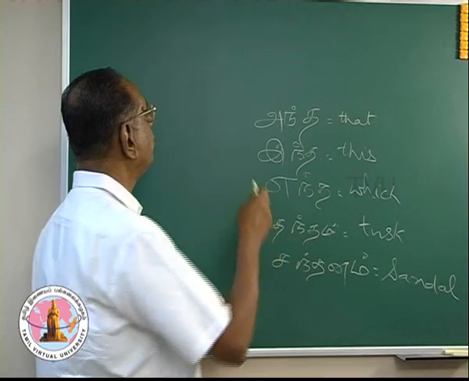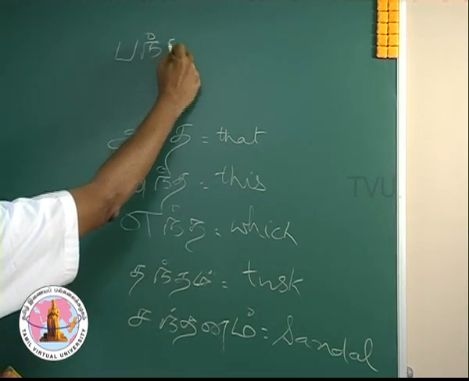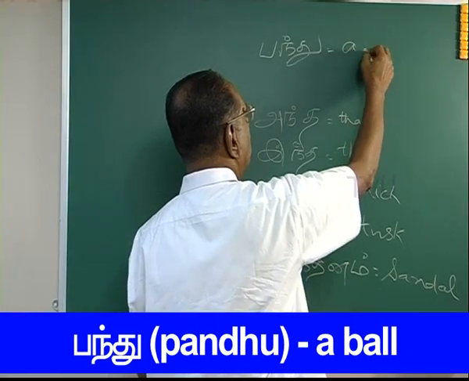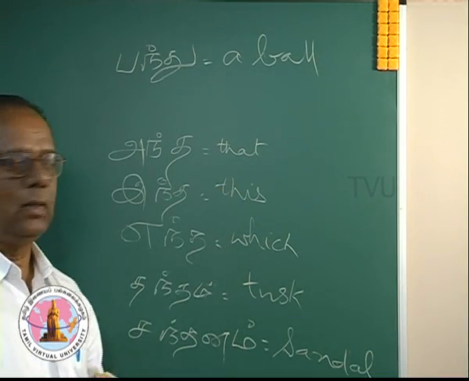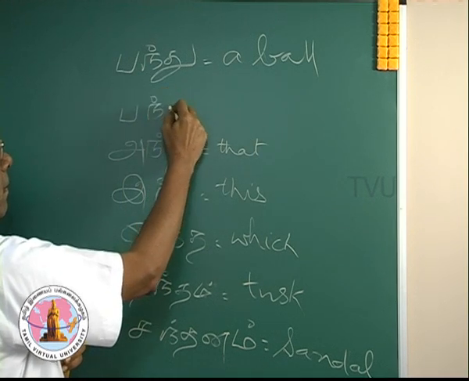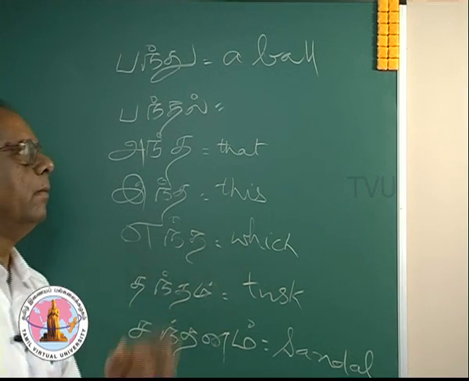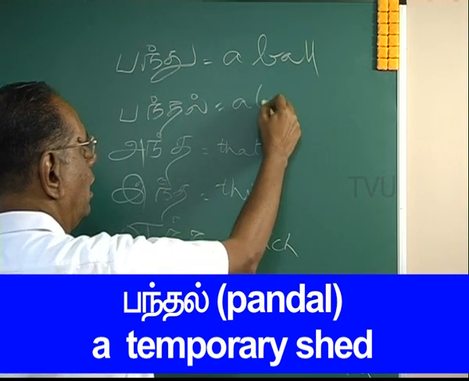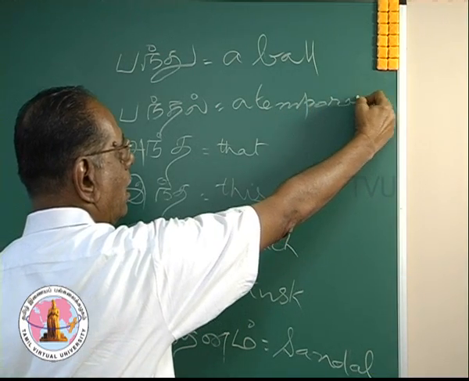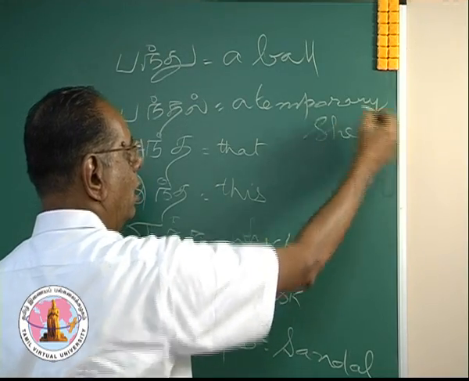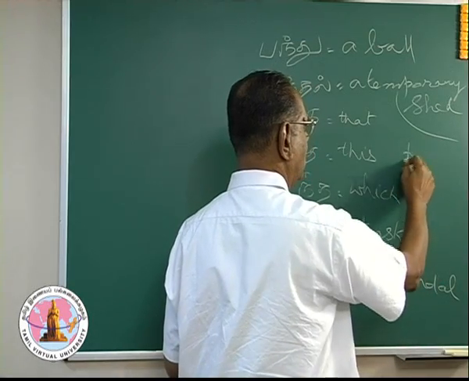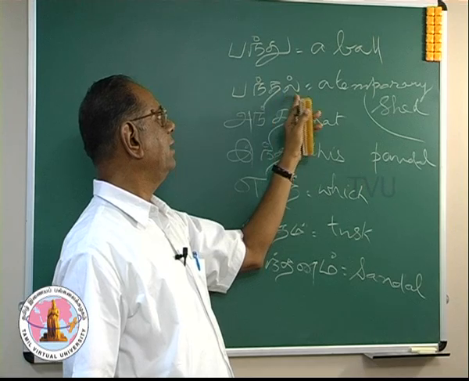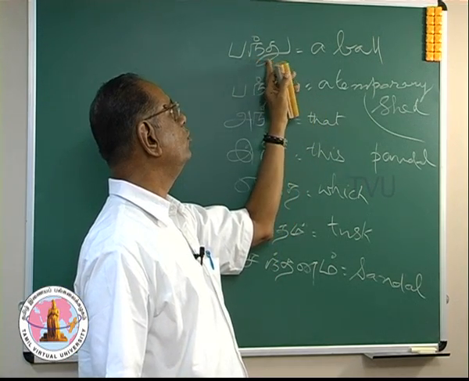Let us have a few more words. Pa, in, du, pandu, a ball. Pa, in, da, il, pandal, a temporary shed. Nowadays, this is being written as pandal in English newspapers. Pa, in, da, il, pandal, and this is pa, in, du, pandu, a ball.